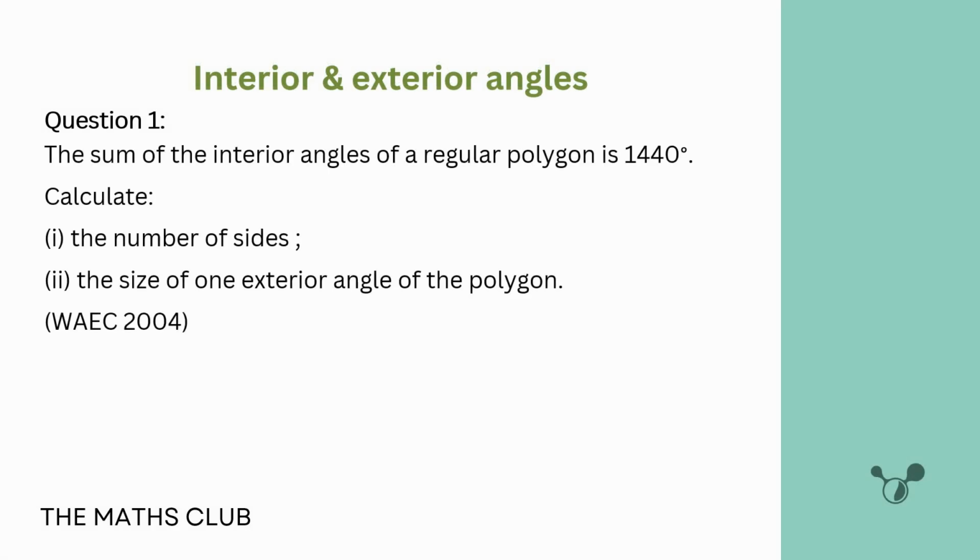Question 1 says that the sum of the interior angles of a regular polygon is 1440 degrees. Calculate the number of sides and the size of one exterior angle of the polygon. Taken from WAEC 2004. Let's solve it together.